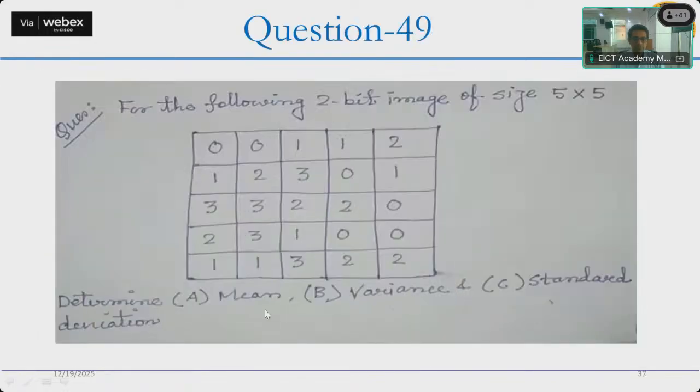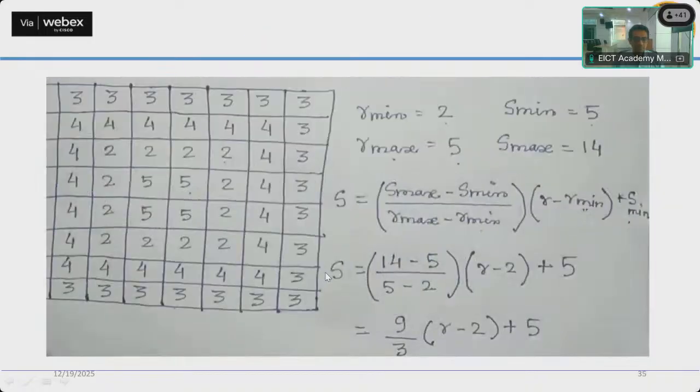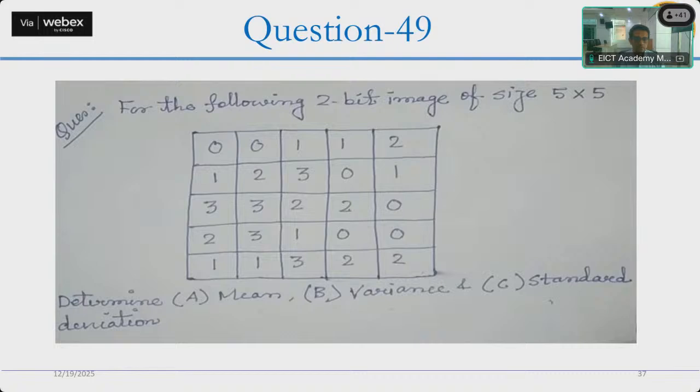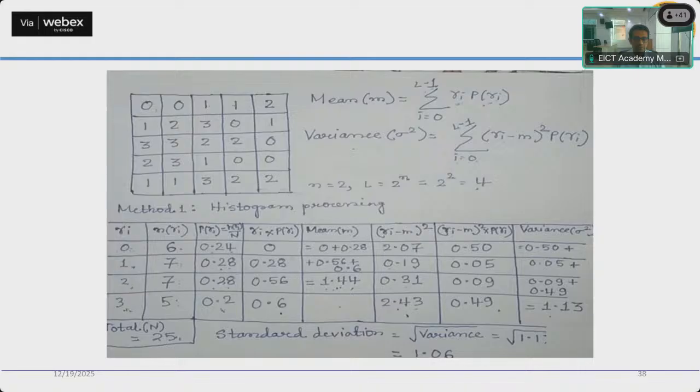For the 2-bit image, you determine the mean, variance and the standard deviation. What is this problem? Determine mean, variance and the standard deviation. What is this? So mean is basically we can find out. How do you find it out? So this is one of the formulas. See, this is an important formula.